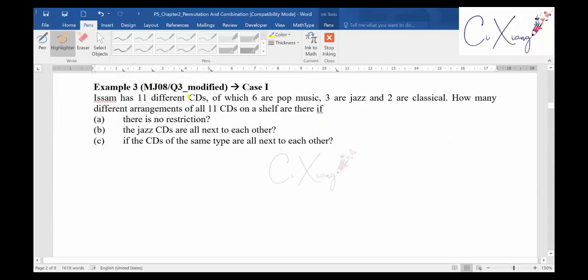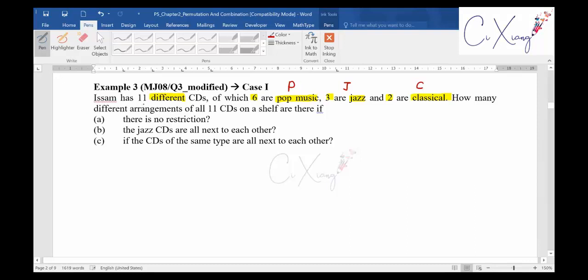You have 11 CDs. Highlight the word different. Although you have 11 CDs, they are different. There are 6 pop music CDs, and all the pop music are different, so that's why they say different CDs. 3 are jazz, and 2 are classical. For pop music, I label it as P, jazz music as J, and classical as C.